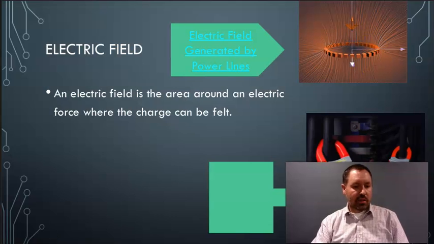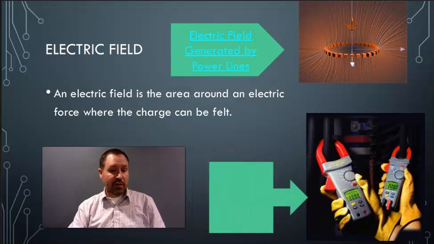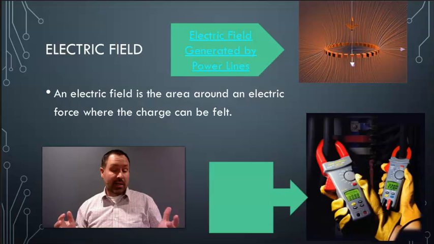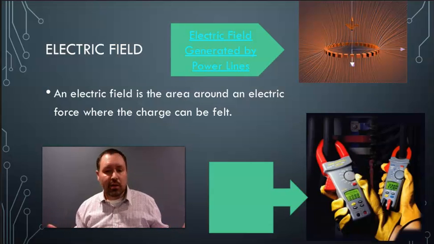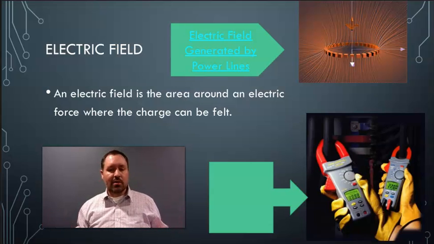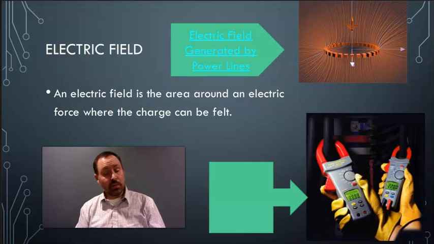The next thing we need to talk about is an electric field. Think of electric field a little bit like magnets. When you have a magnet, around the magnet there is a magnetic field. Same thing with planet Earth. Planet Earth is magnetic, and there's a magnetic field around planet Earth. Well, it's the same thing with electricity. You don't physically have to touch electricity in order to become electrocuted. You just have to get close enough to the electric field.